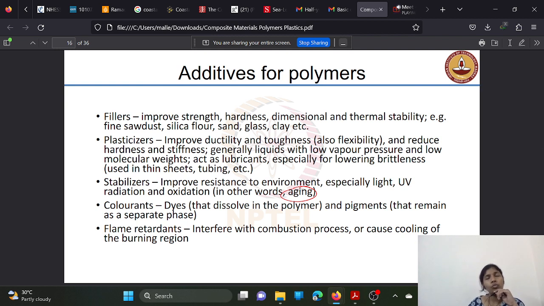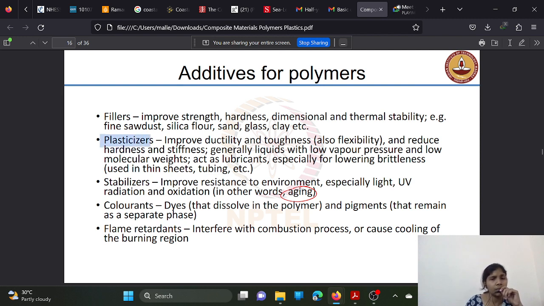And we have seen some additives for concrete, right? Admixtures, like we have named them. By making use of the admixtures, we were able to alter the properties of the concrete. In the same way, there are some additives for polymers. By making use of those additives, we can alter the properties of the polymers. For example, fillers are used to improve the strength, hardness, dimensional and thermal stability, etc. Examples for fillers are fine sawdust, silica flour, sand, glass, clay, etc. So by adding these fillers, you can get improved strength, hardness and dimensional and thermal stability.